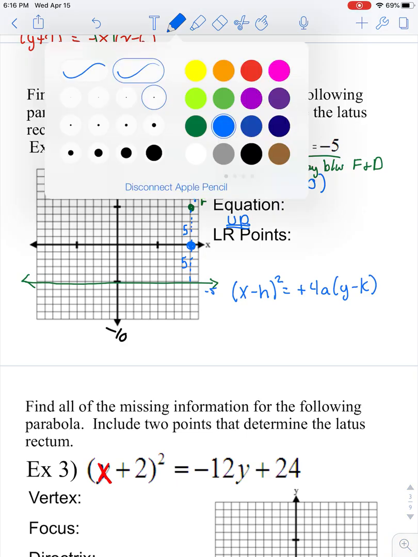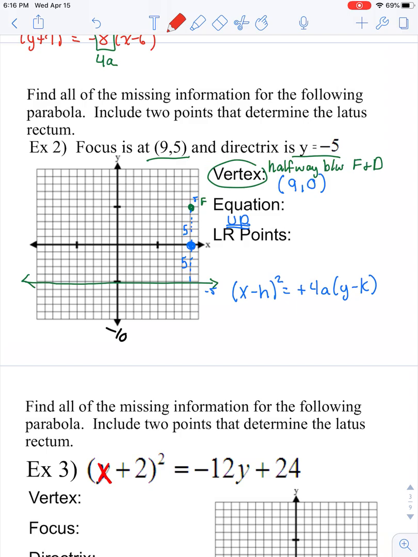Okay, so now we can plug in our vertex right away. We knew that the vertex had an h value of 9 and a k value of 0. So that would be (x minus 9) squared and (y minus 0). We also know the a value. We said that from the vertex up to that focus point was 5 units. So that means that our a value is 5. Our final equation then is (x minus 9) squared equals 20 times (y minus 0). Y minus 0 is the same as y, so we can write the equation as (x minus 9) squared equals 20y.